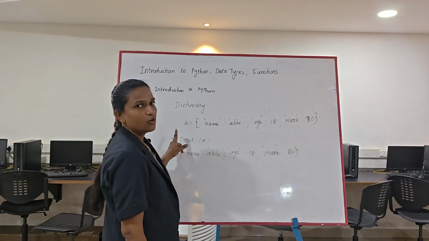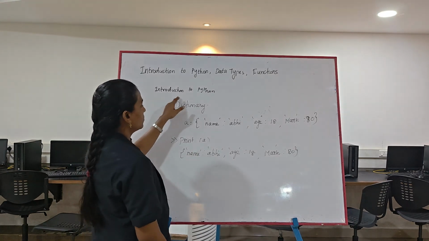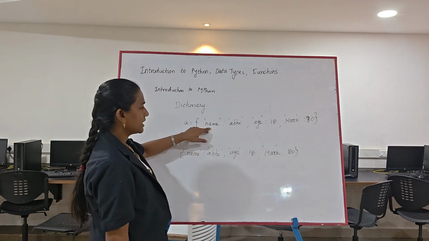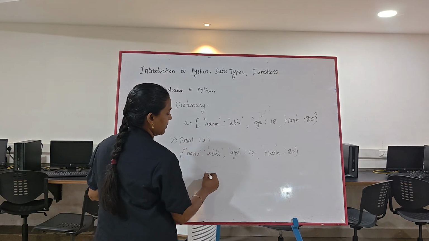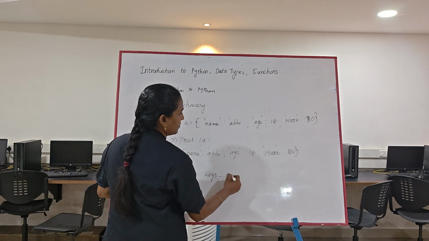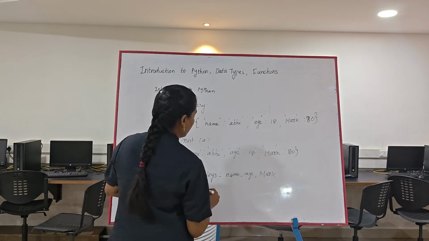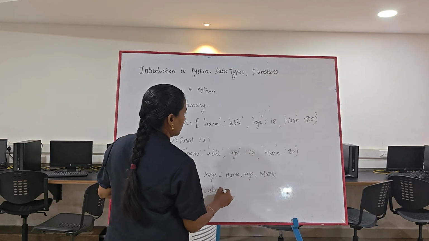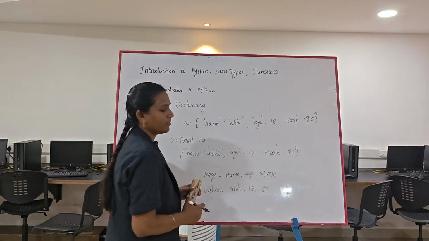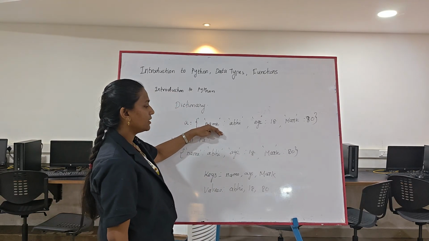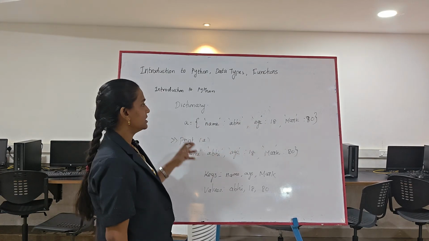This is a dictionary. If you want to index a particular value, we will use the dictionary key. This is the key, this is the value. How many keys are there in this example? The keys are name, age, mark. These are the keys, and the values are B, 18, 80. So if you have given keys and values separated by commas, this is a dictionary.